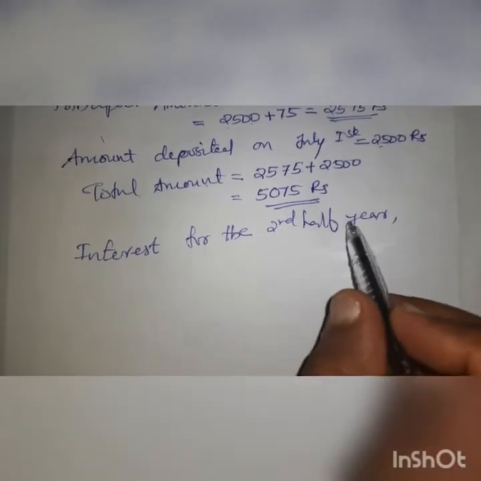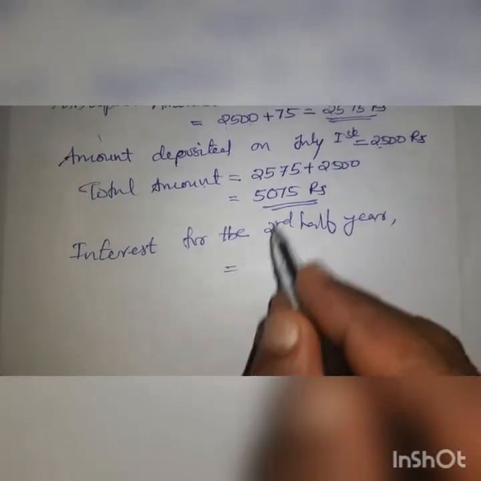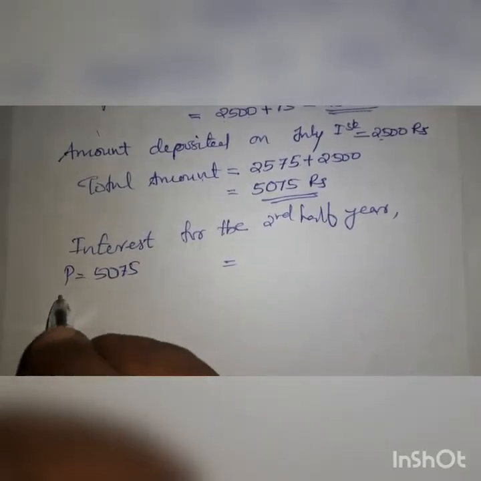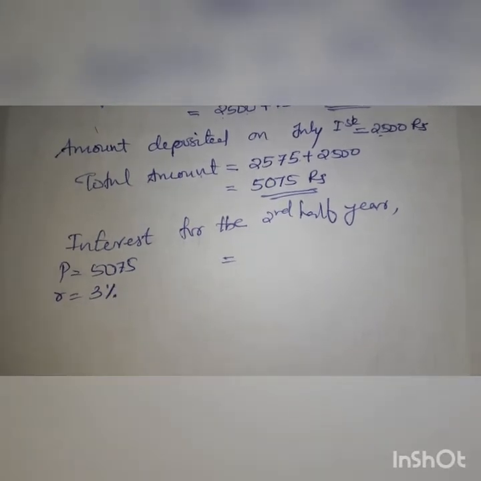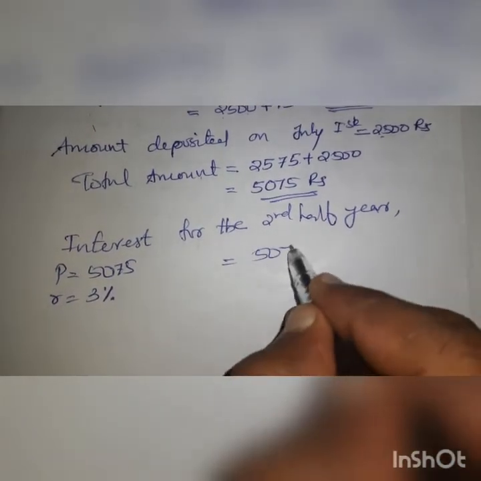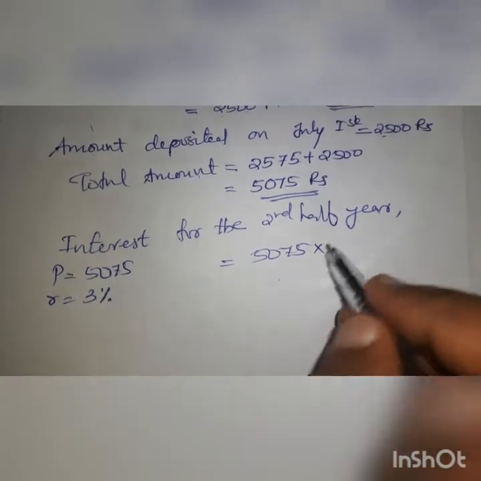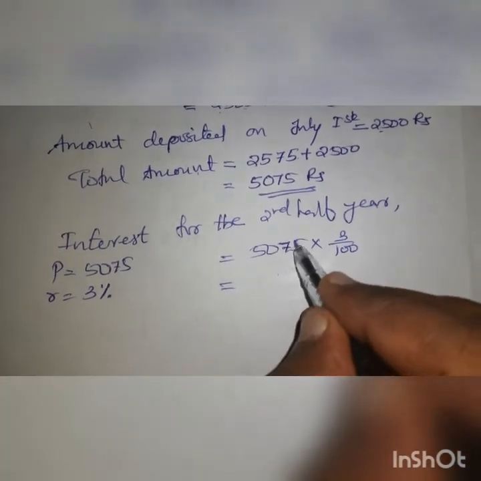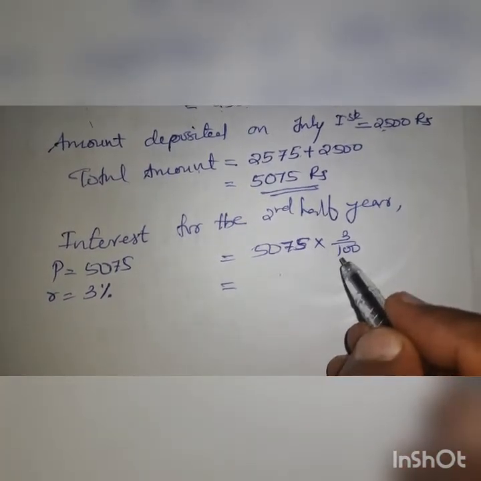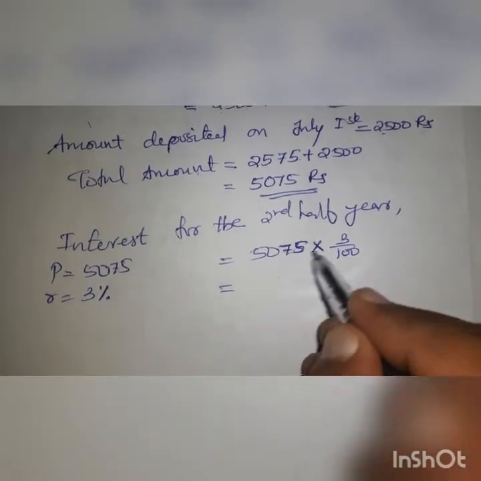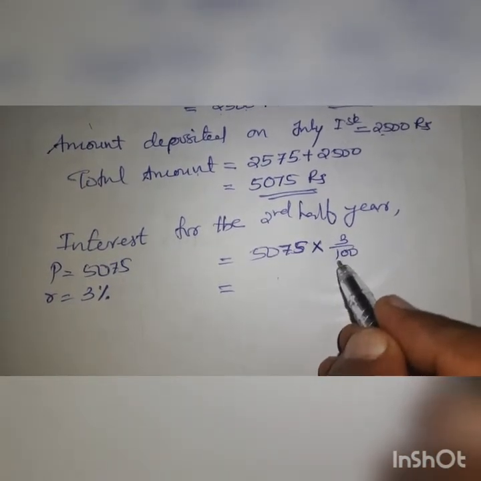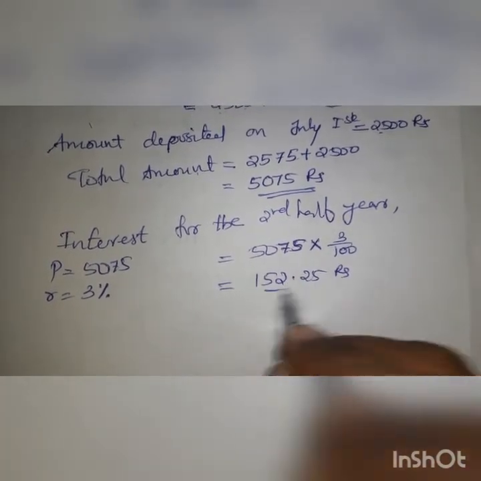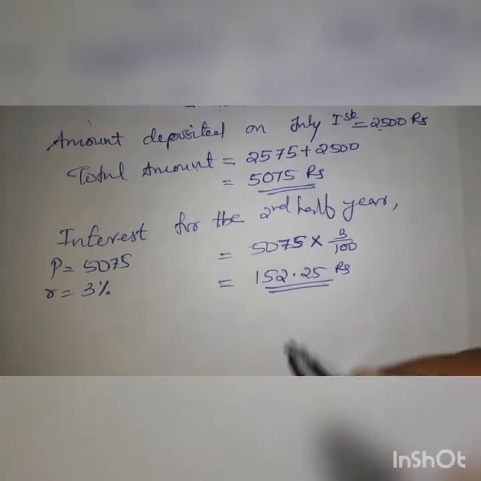So the interest we have to calculate for the next half year. The principal amount is 5075. Rate of interest is again 3%. So it is 5075 into 3 by 100. Then if we calculate this, multiply by 3 and take 2 decimal places, 152.25 rupees you are getting as the interest.